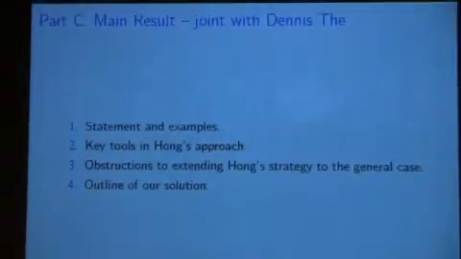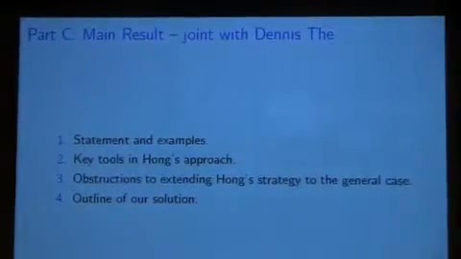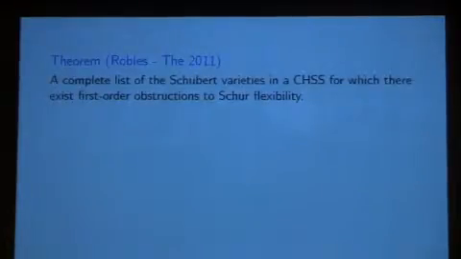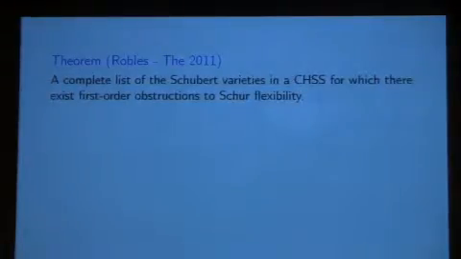Okay. So that's where we are, and I'm going to tell you a little bit about the main result that we have on the Schur system. We'll go over some examples. I'm going to give you a little bit of a vague statement of the theorem just so you know what it's about, and then as we go through the talk, I'll be a little more precise. Okay. So we've generalized Hong's work and have now a complete list of the Schubert varieties in any compact Hermitian symmetric space for which there exist first-order obstructions to flexibility.